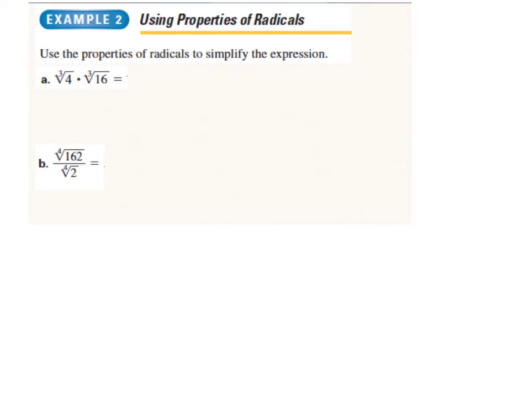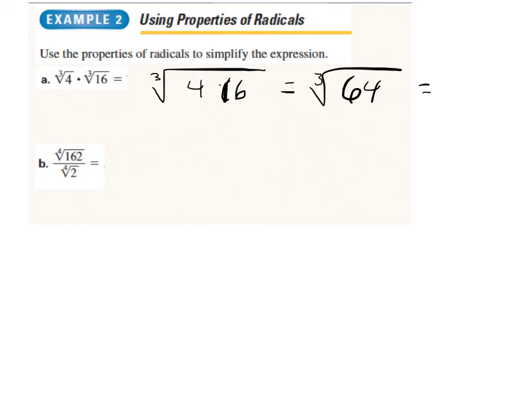Okay, so here we're going to use properties of radicals. One of the properties of radicals is if you have the same index, like we do here, 3 and 3, you can multiply the arguments underneath one large radical. So I can say the third root of 4 times 16, that's a 1 by the way, which equals the third root of 64, which is 4.